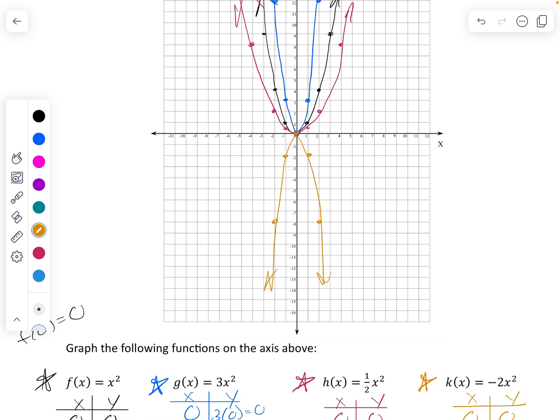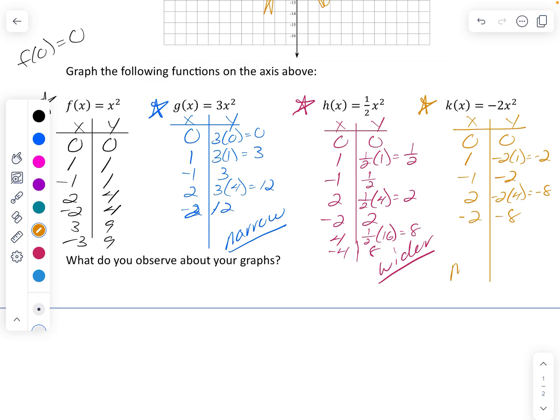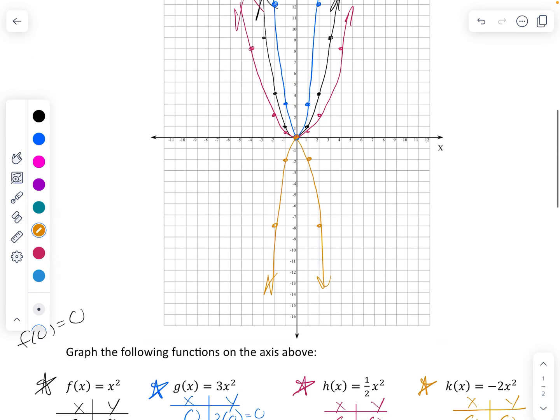So for this one, we can see even by looking at above at the black one, it is more narrow, and it also is flipped, or we could say reflected over the x-axis there. It's flipped down, right? And so what do we observe about these graphs?